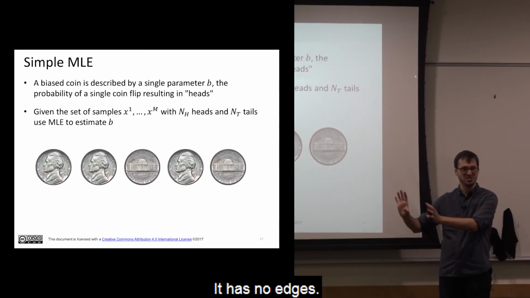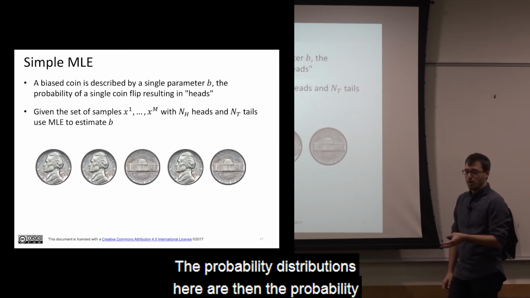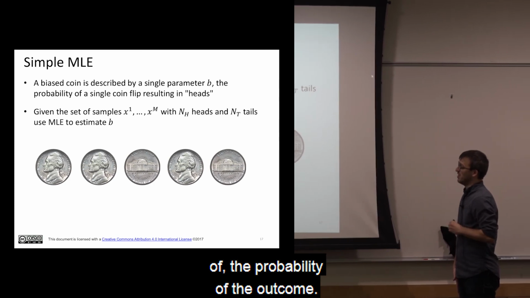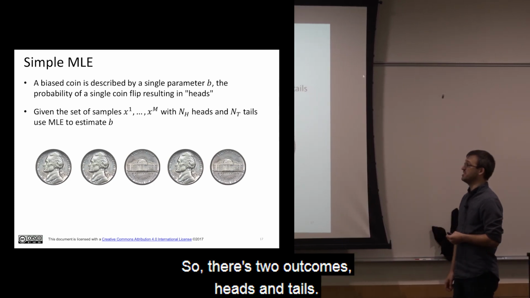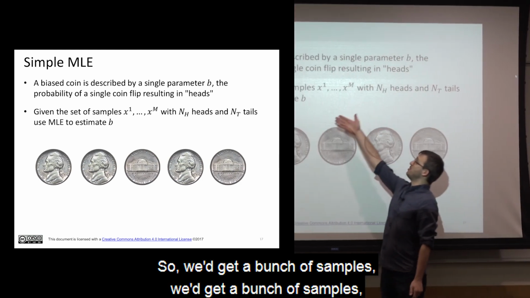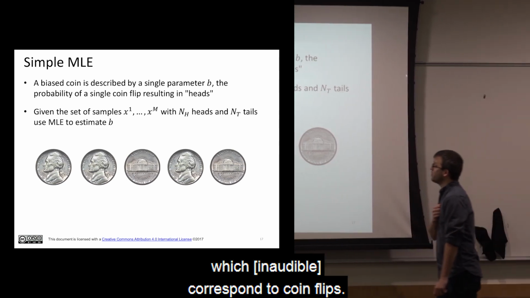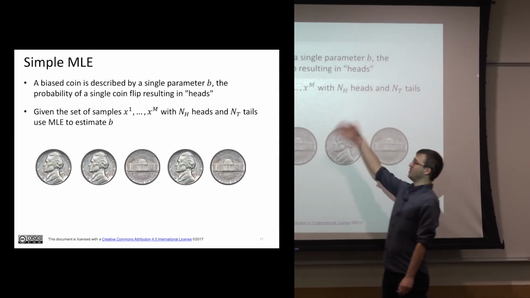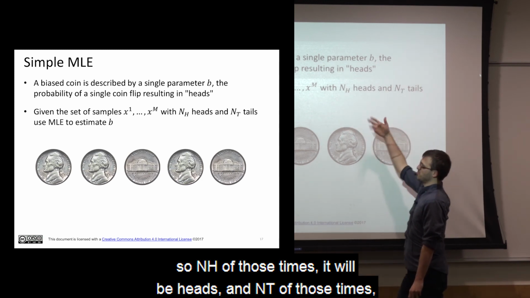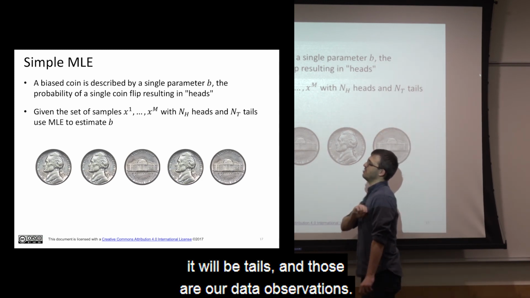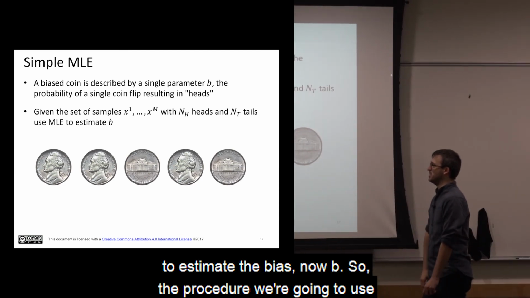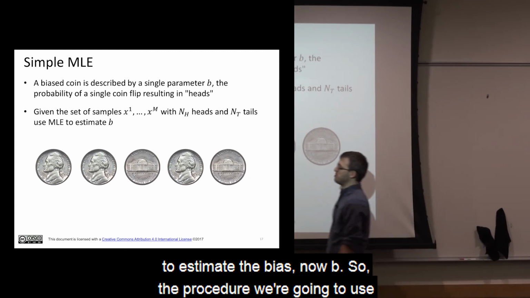It has no edges. It's just a single node. The probability distribution here is then the probability of the outcome. There are two outcomes, heads and tails, and we'd like to fit this to data. So we get a bunch of samples, which here correspond to coin flips. Someone flips a coin capital M times. NH of those times it'll be heads, and NT of those times it'll be tails, and those are our data observations. We'd like to use these observations to estimate the bias B. The procedure we're going to use for this is maximum likelihood estimation.